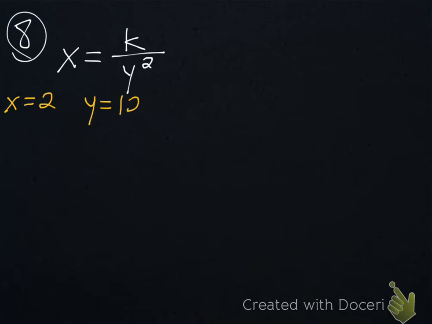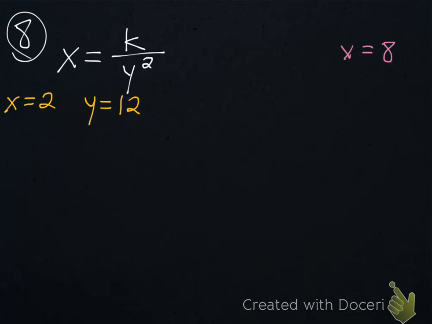Number 8. X varies inversely as the square of y. Okay, so X, it's K over, because it's inversely, and that's y squared. The square of y is y squared. Easy enough. What's the first set of criteria? When X is 2, y is 12. Second set of criteria, find y when X equals 8.